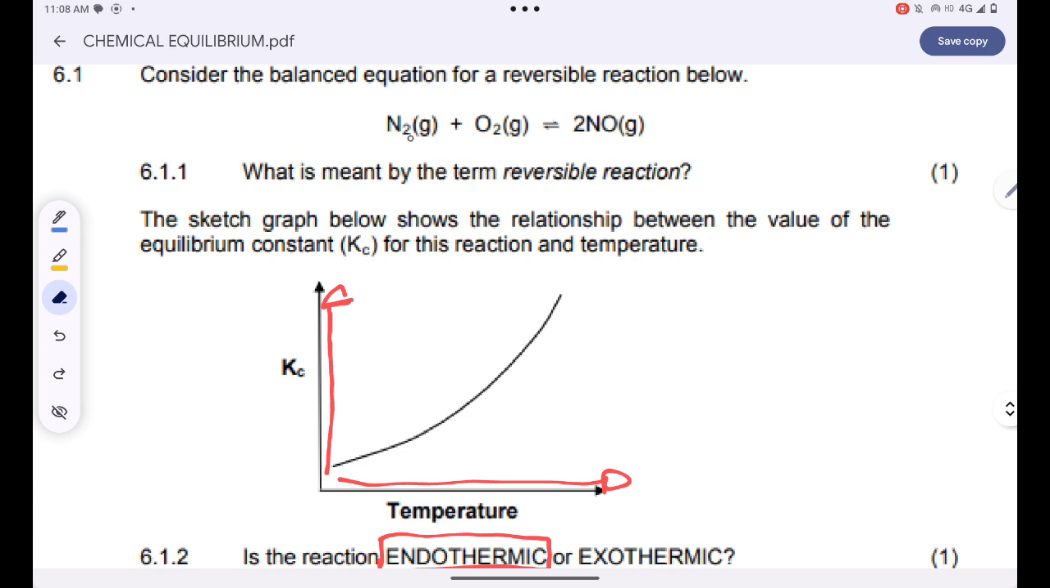Over here, my nitrogen is a gas as well as my oxygen. However, the stoichiometric coefficients, I just have 1 and 1 over there. So in total, I have 2 moles of gases. Are you together? And then on the right hand side, my nitrogen monoxide is a gas, and the stoichiometric coefficient is 2. So I have an equal number of gas moles on both the left hand side and the right hand side.